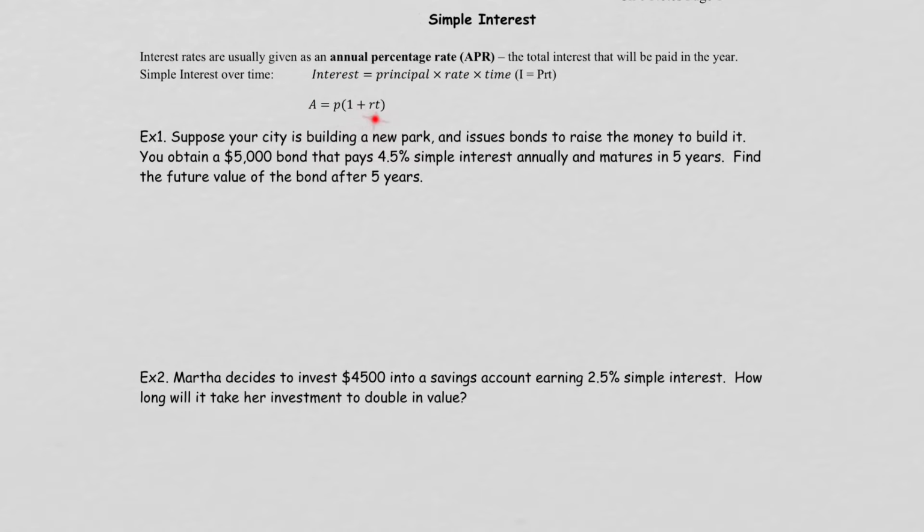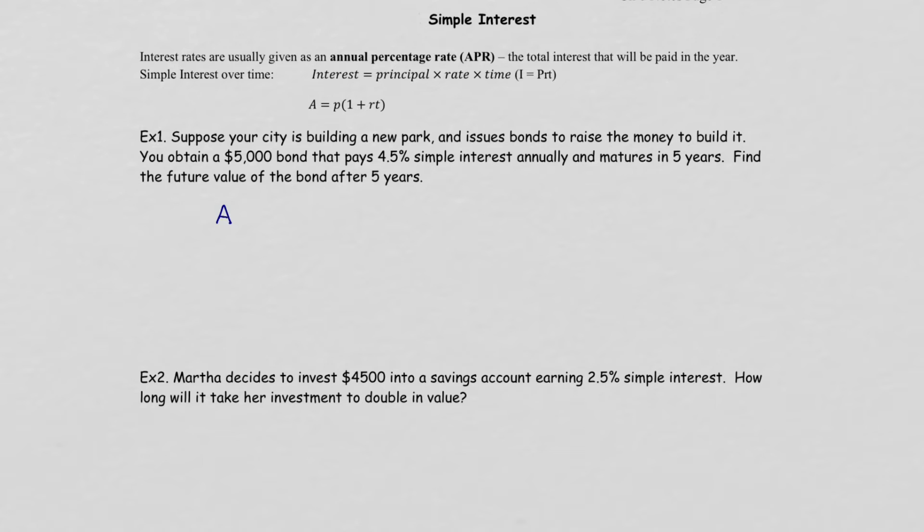So maybe we can use these formulas. We can use this formula also. It's just that once you find the interest, you're going to add it to the principal. That's how you're going to find the amount. So there are two ways of doing it. Since we do have a formula, let's see if we can use that formula.